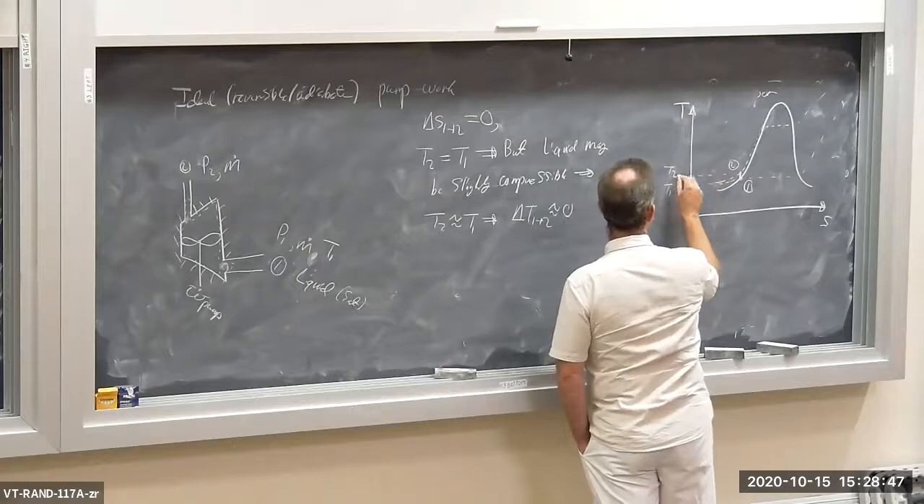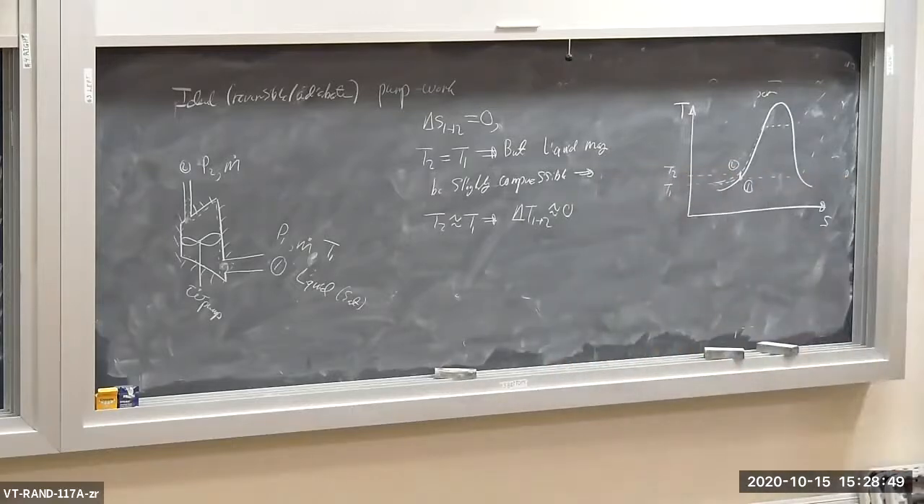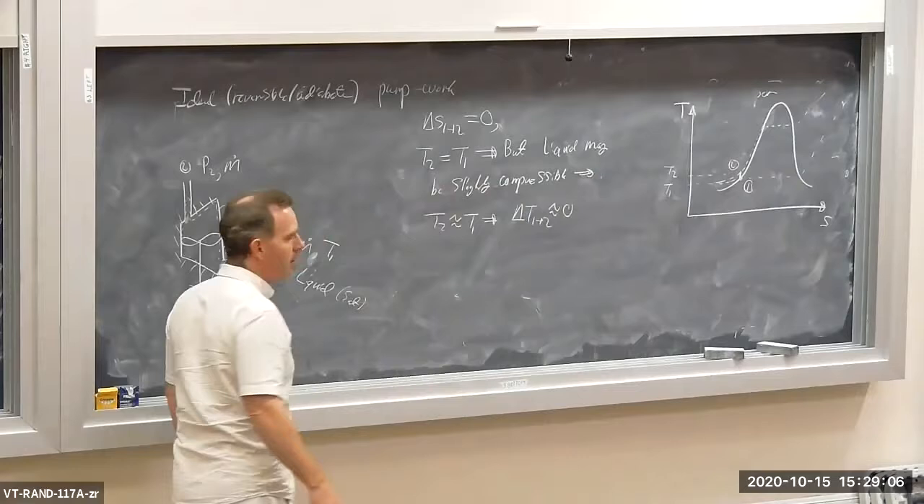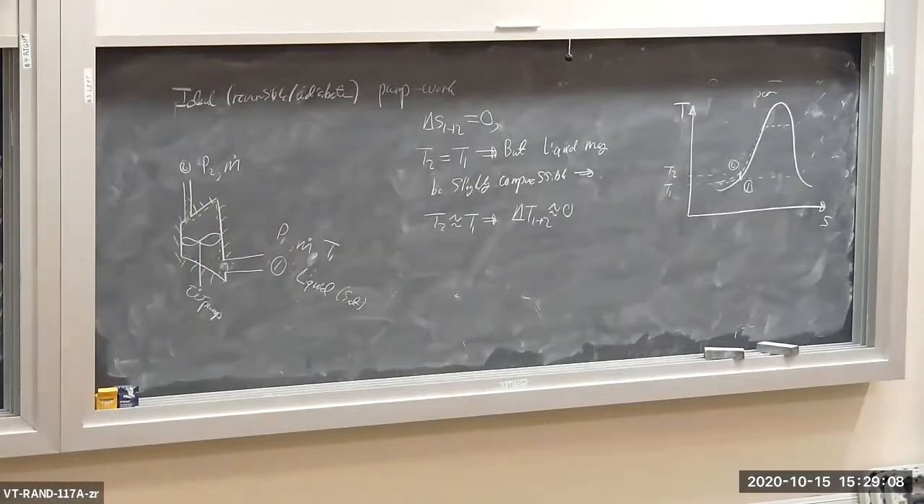T1, T2. Very small temperature change going through the reversible adiabatic pump. Delta T is approximately 0. Okay. Now, next step, how do we calculate the work for this reversible pump? We've established that the temperature change is minimal.